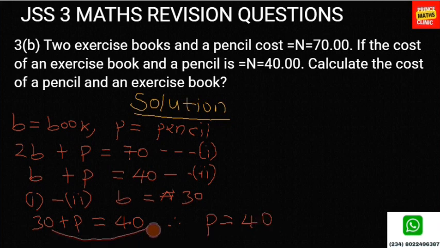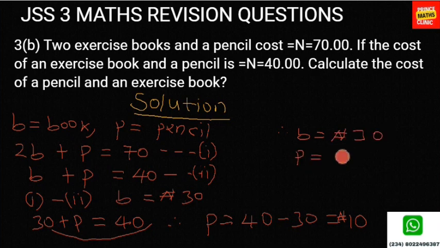This crosses to this place to become negative. So 40 minus 30 is 10. So I'll put the naira sign. So that means that the exercise book costs 30 naira. Then the pen costs what? 10 naira. So you can see it makes sense now. So one book, one pen, total of 40 naira makes sense now. Right. Good. Let's move on to question 4.